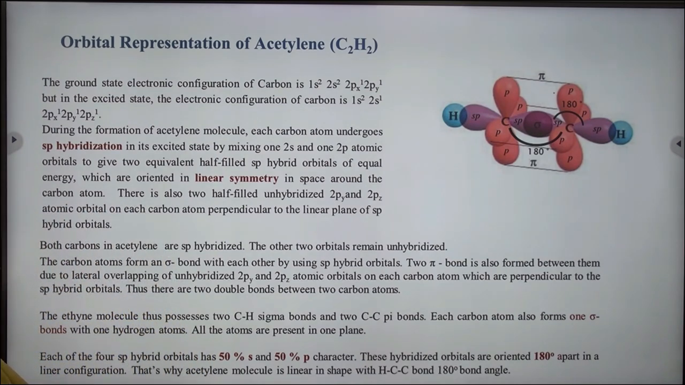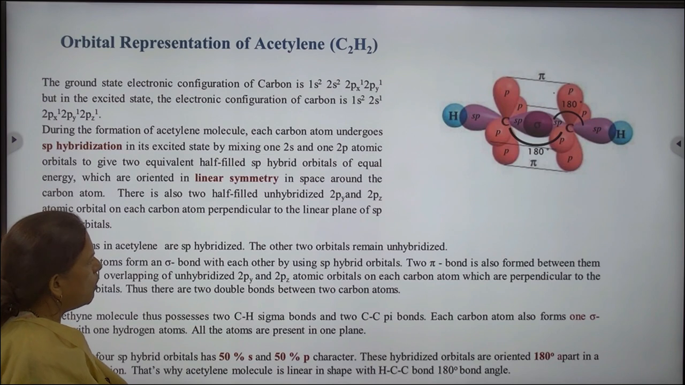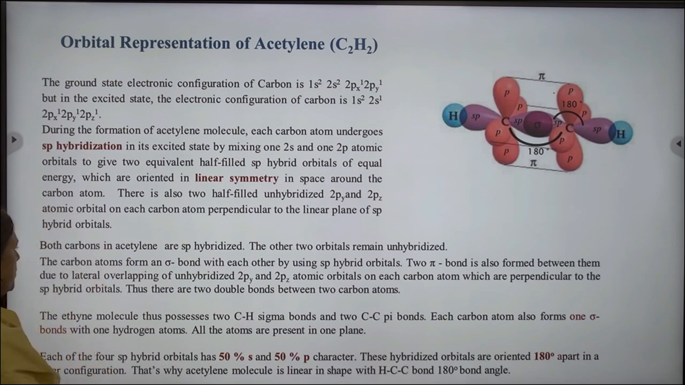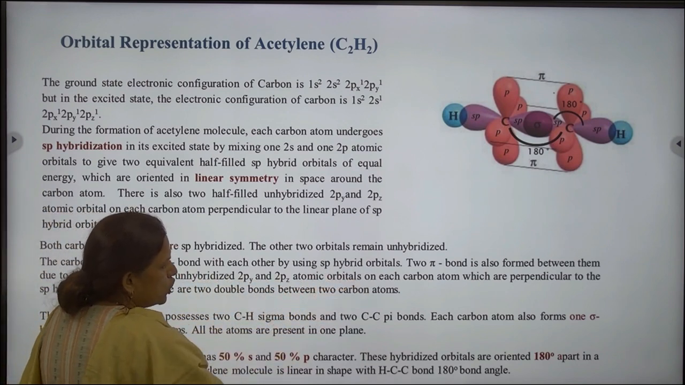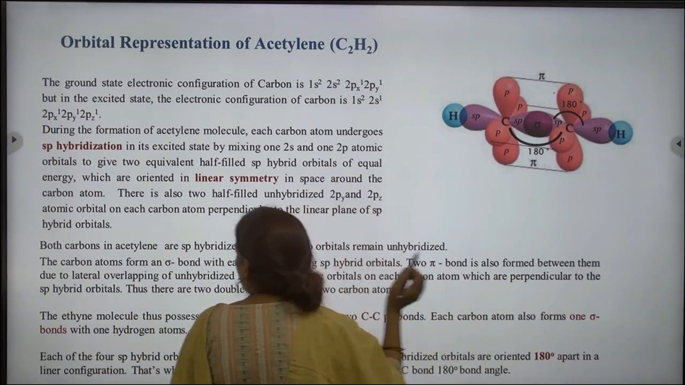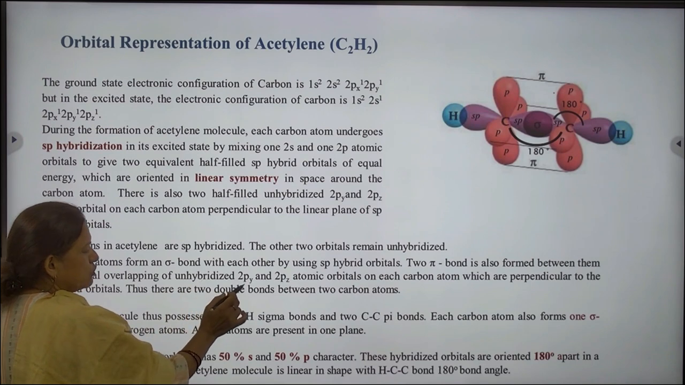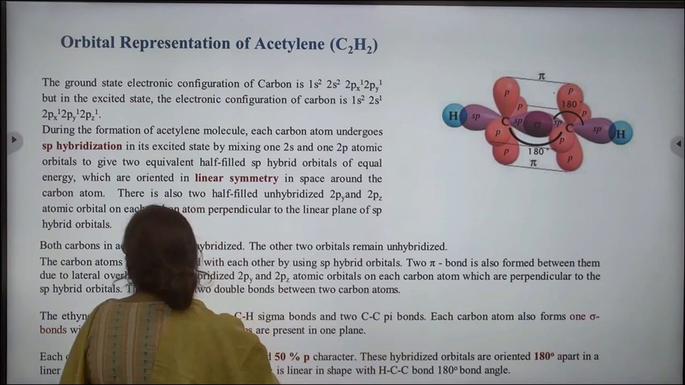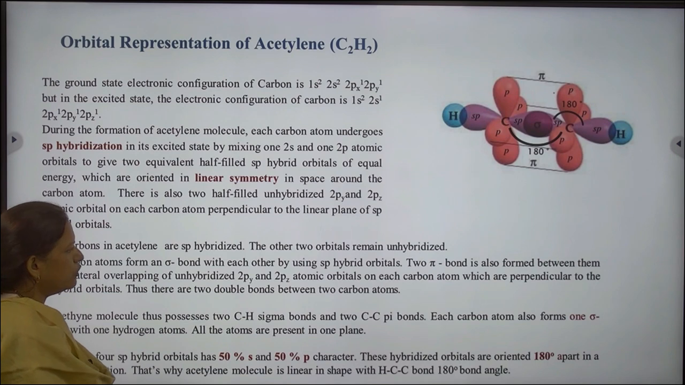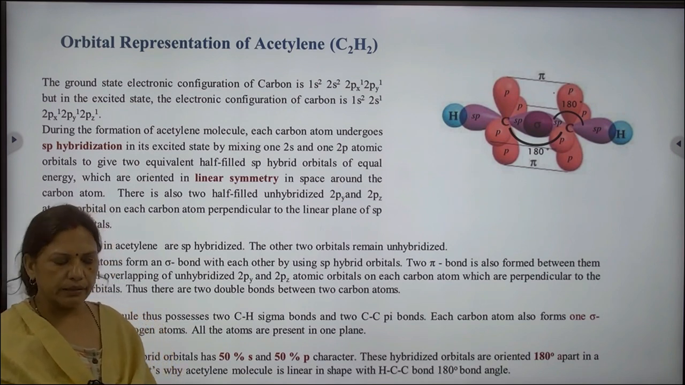There are also two half-filled unhybridized 2py and 2pz atomic orbitals on each carbon atom perpendicular to the linear plane of sp hybrid orbitals. Both carbons in acetylene are sp hybridized. The other two orbitals remain unhybridized. The carbon atoms form a sigma bond with each other by using sp hybrid orbitals. Two pi bonds are also formed between them due to lateral overlapping of unhybridized 2py and 2pz atomic orbitals on each carbon atom, which are perpendicular to the sp hybrid orbitals. Thus, there are two pi bonds between the two carbon atoms.